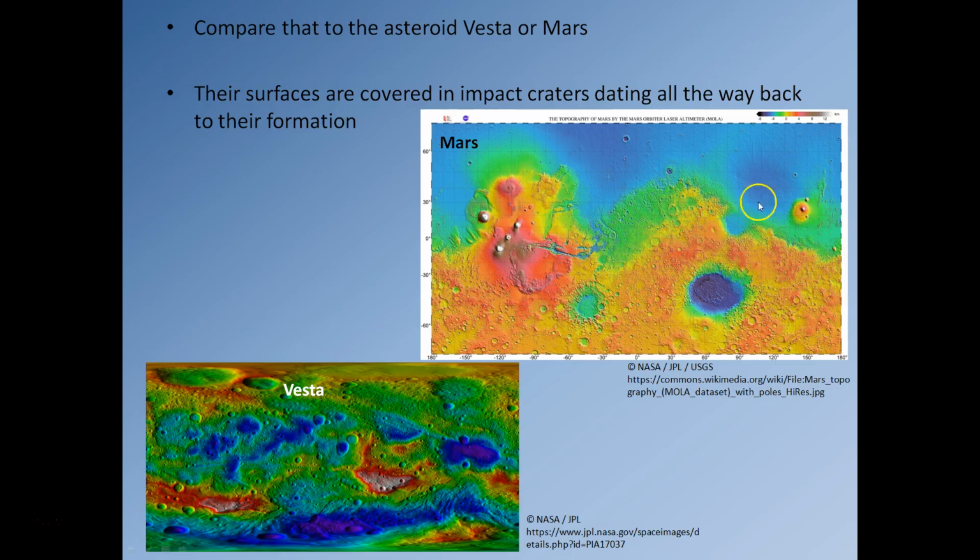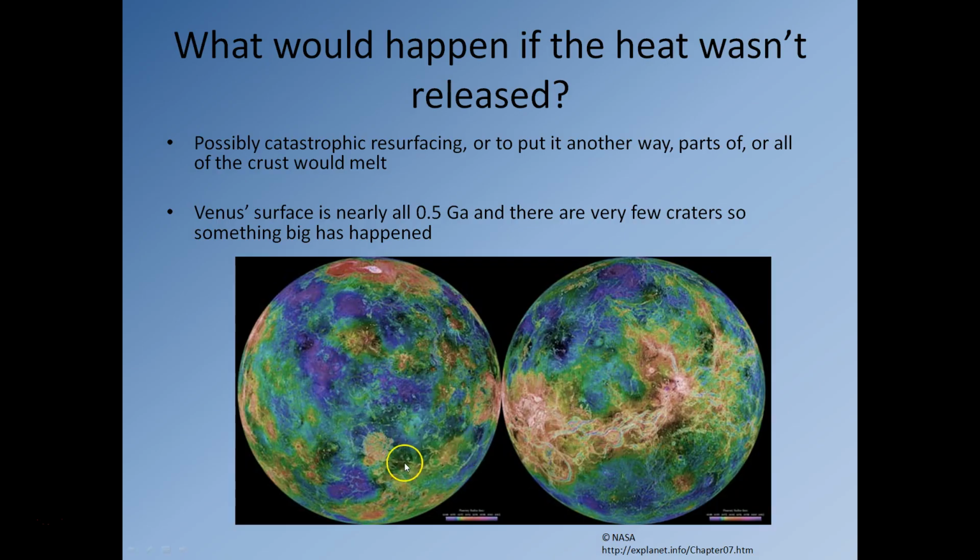So compare Venus to Mars, or Vesta, which is a very large meteorite in the asteroid belt. You can quite clearly see both Mars and Vesta are just absolutely covered in impact craters. Go back to the picture of Venus, there's practically none there at all.